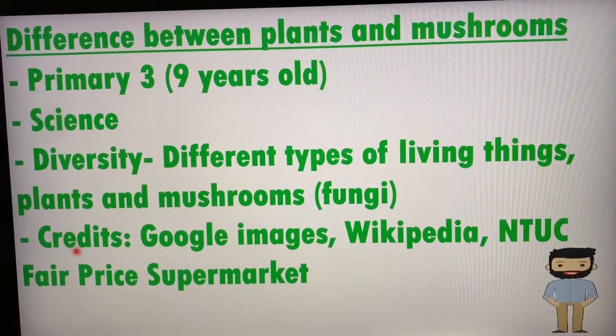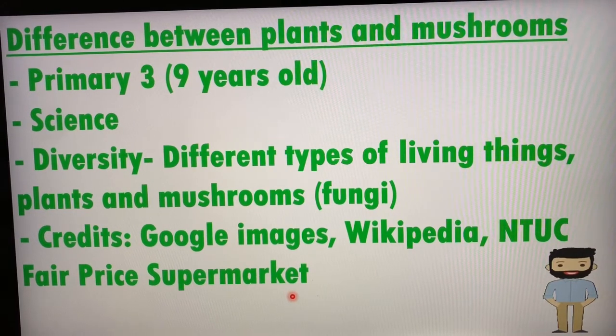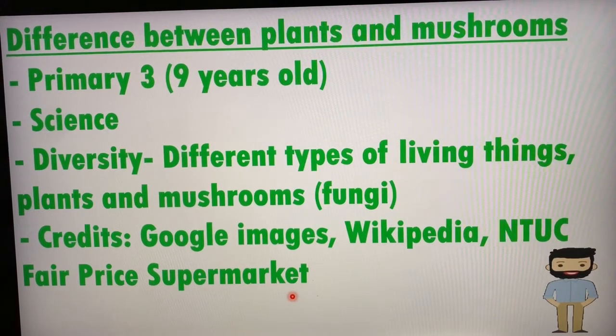Before I continue with this video, I would like to give credits to Google Images, and I found some information on Wikipedia as well, and of course NTUC FairPrice supermarket, because I took a video of the different types of mushrooms that we eat, that can be found in a supermarket, to make it clearer for everyone to understand the difference between plants and mushrooms, or fungi for that matter. There were plenty of plants there as well, in the form of vegetables and fruits, for a clearer understanding for everyone.